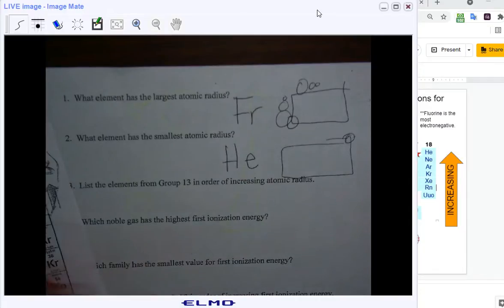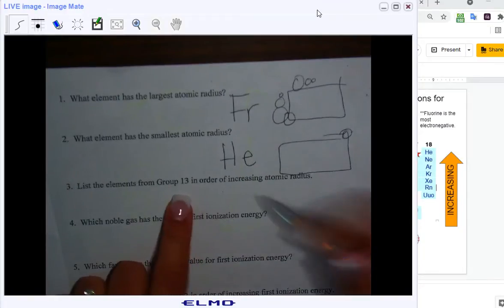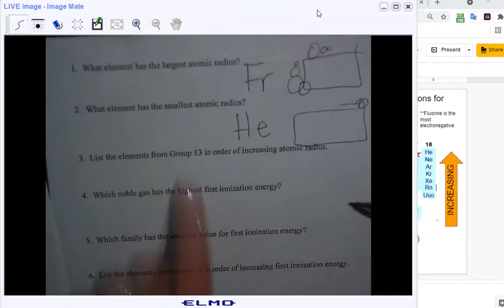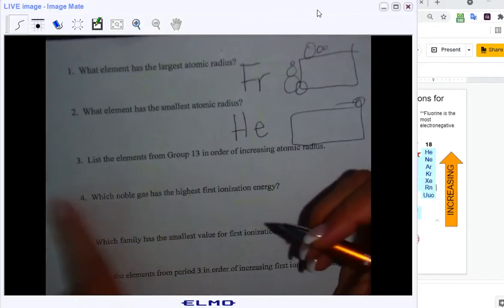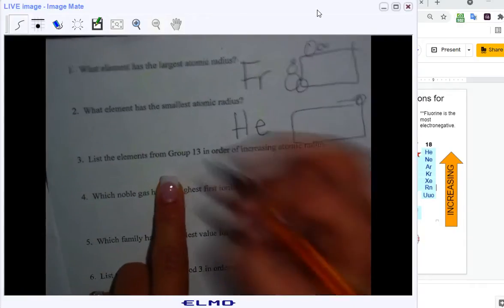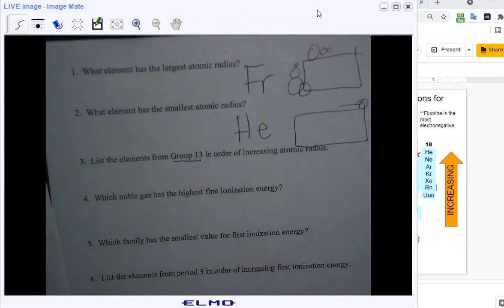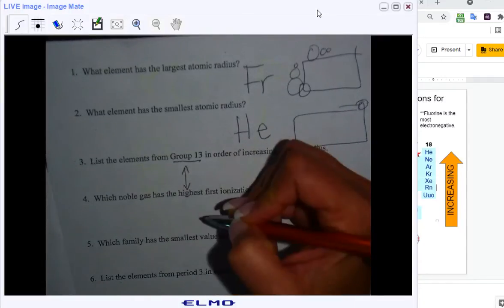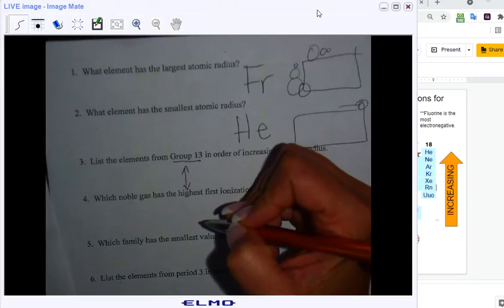All right. List the elements in group 13 in order of increasing atomic radius. We're not going to list them. Don't worry, we're just going to say the beginning and the end. So, but let's figure out these words real quick. Group 13. So is that the vertical things or the horizontal things? Vertical, good. So we need to look at our group 13. So find group 13 on your periodic table.